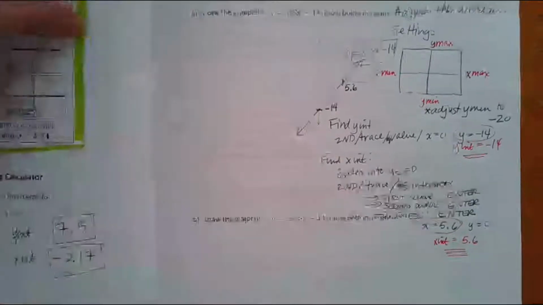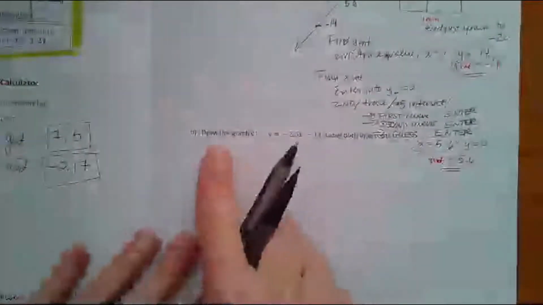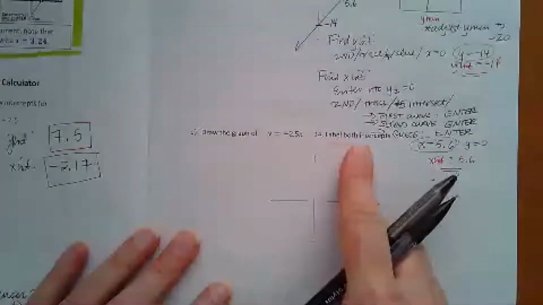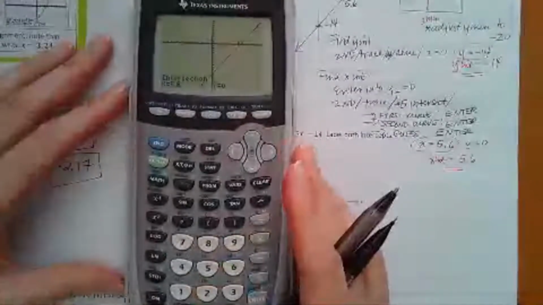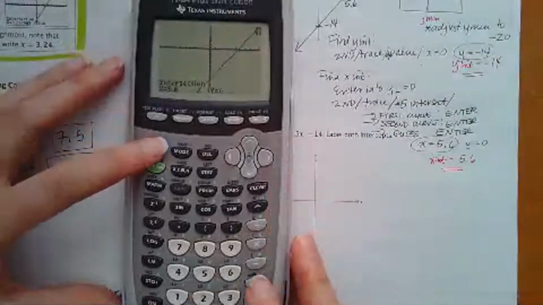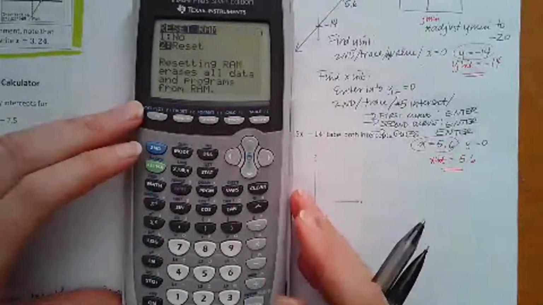All right, let's try the next graph. It's still got a -14, but draw the graph of y = -2.5x - 14, label both intercepts. Okay, I'm going to do this properly because I changed my windows and everything. I'm going to go second plus sign, number 7, number 1, number 2.